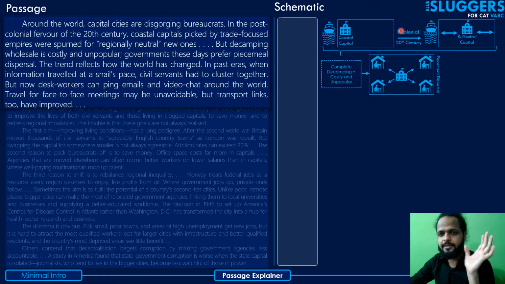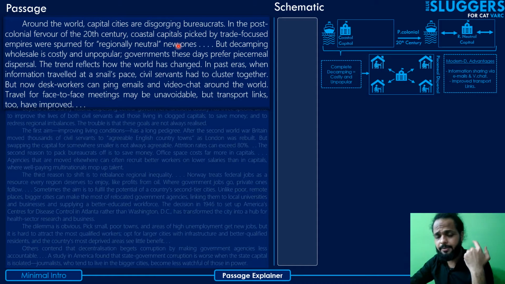He simply means that there is a trend going on where capital cities are forcing out the bureaucrats out of the capital. And he notes that what had happened earlier in the post-colonial fervor of the 20th century was that coastal capitals, which were picked in the past by trade-focused colonialists and trade-focused empires, had been changed for more regionally neutral capitals. Okay, and then he says, but decamping wholesale is costly and unpopular.